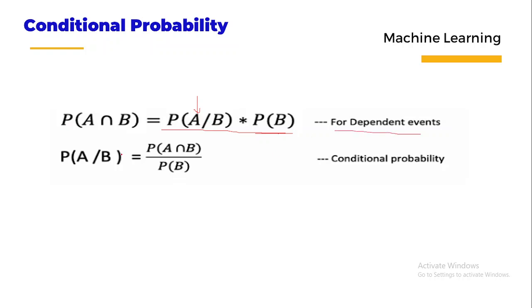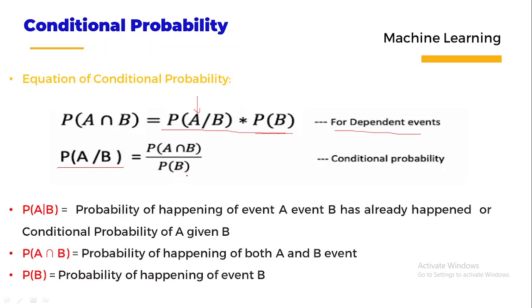Now, based on this, we are calculating the conditional probability. This is the formula of the conditional probability: probability of A given B is equal to the probability of A and B divided by the probability of B. Here, the probability of A given B is the probability of A happening if event B has already happened, or conditional probability of A given B.